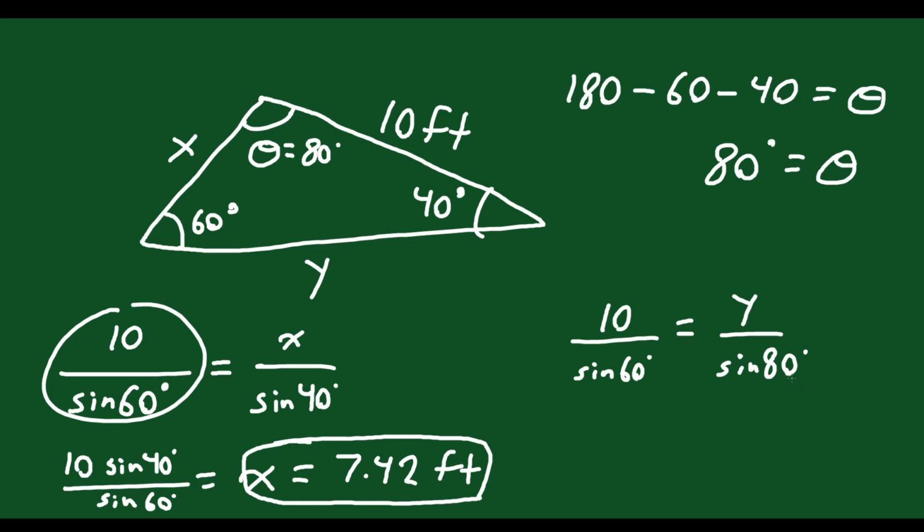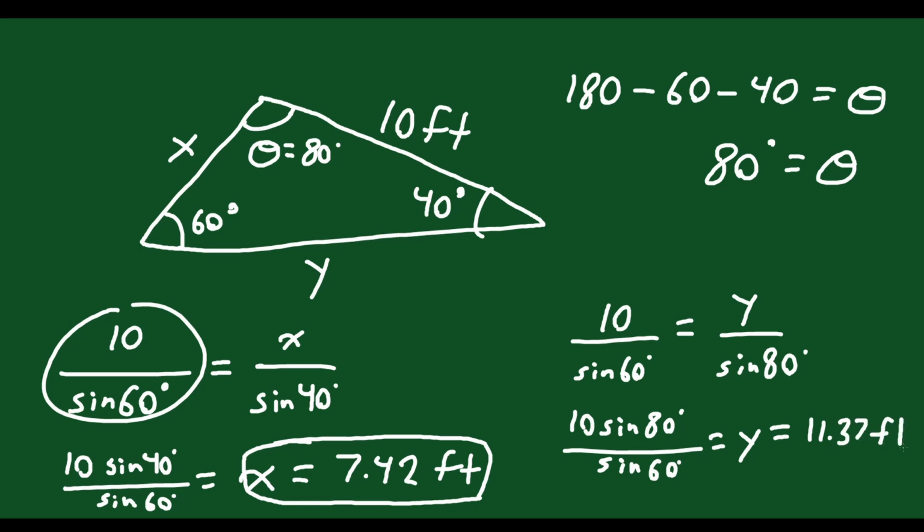Multiply both sides by sine of 80 degrees. You get 10 sine 80 over sine 60 is equal to y. You compute that on your calculator, and you get y equals 11.37 feet, right? Again, approximately. And that's your final answer.